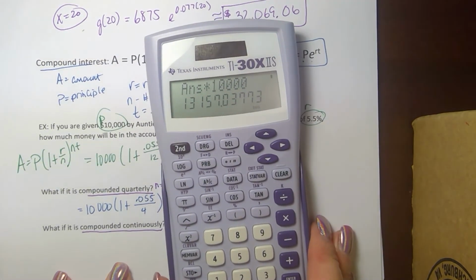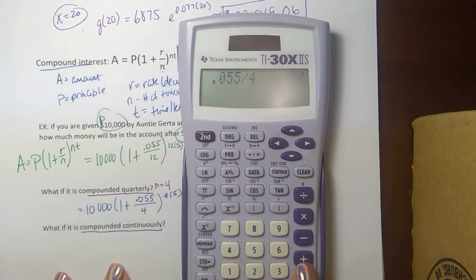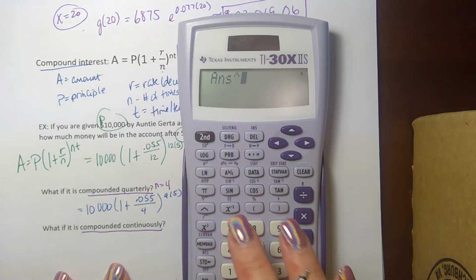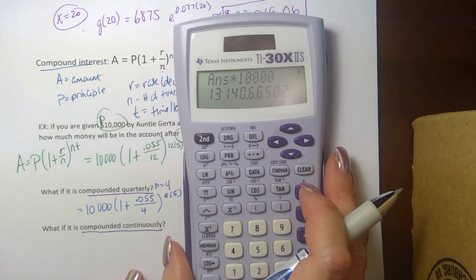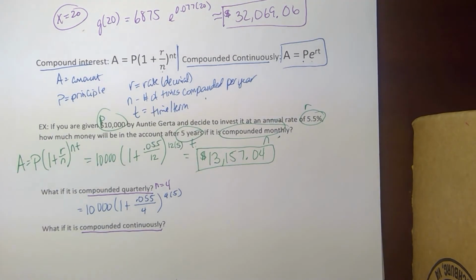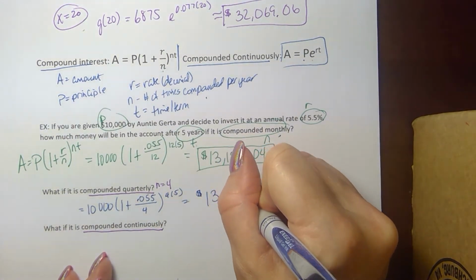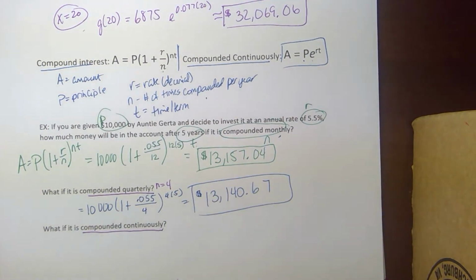So I start inside my parentheses again with that ratio, 0.055, this time divided by 4, plus 1, raised to the 20th power, and then multiplied by my principal. So not quite as much interest, but close. Still more than $13,000. At the end of 5 years, compounded quarterly, I have $13,140.67, if I round correctly. Okay, what if it's compounded continuously though?